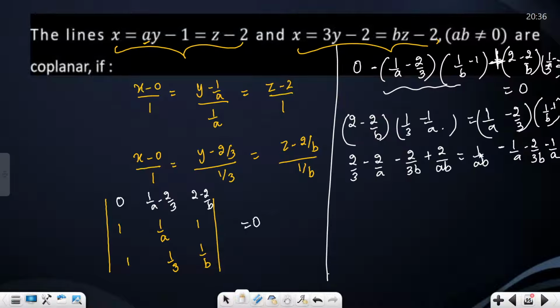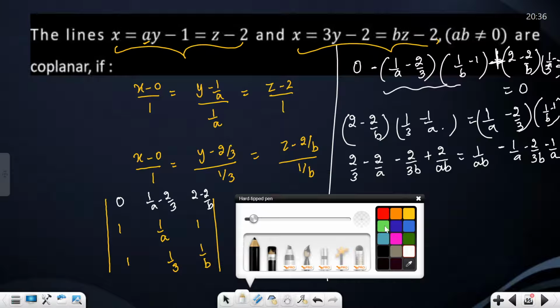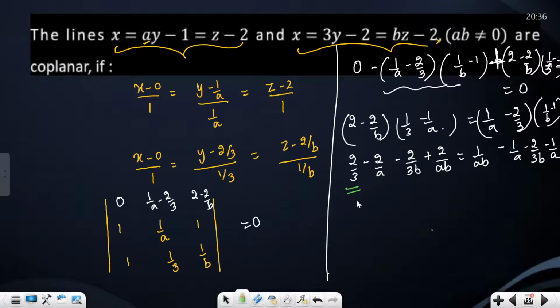So now can you see that, okay, this is 2 by 3 over here, and 1 by ab minus 1 by a minus 2 by 3b, and this is minus 2 by 3. So 2 by 3 and 2 by 3 will become 4 by 3, correct? Minus 2 by a and minus 1 by a will become minus 1 by a, minus 2 by 3b, and here minus 2 by 3b will get cancelled out, and these two again will be clubbed together to become 1 by ab, and this is absolutely 0.